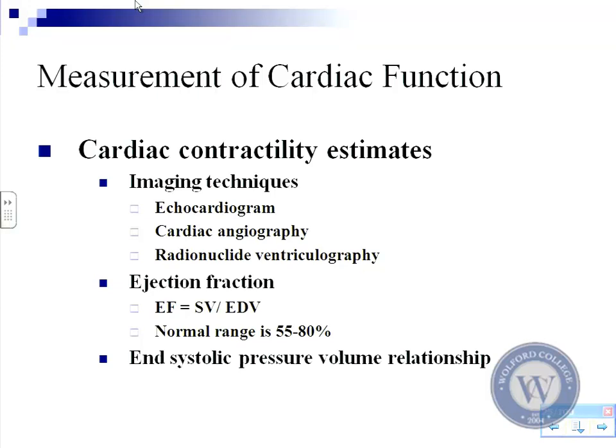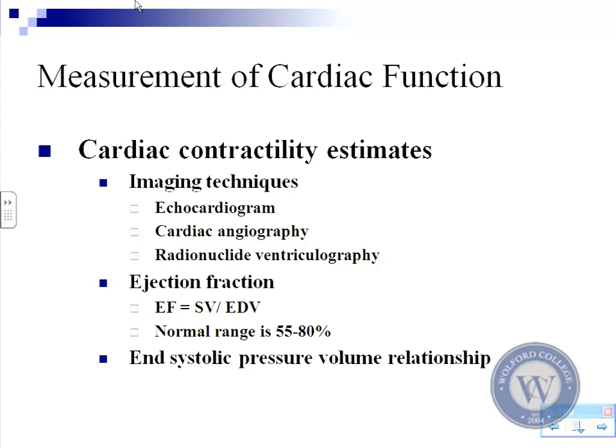What you're trying to figure out is ejection fraction, which is how much stroke volume is left over your end diastolic volume. That's what EF stands for. The normal range is about 55 to 80%, and normal people are usually 60 to 70.